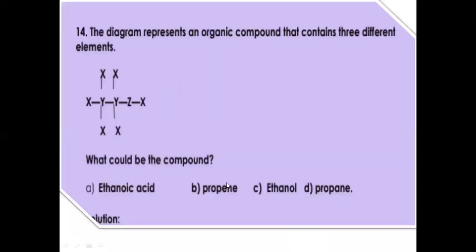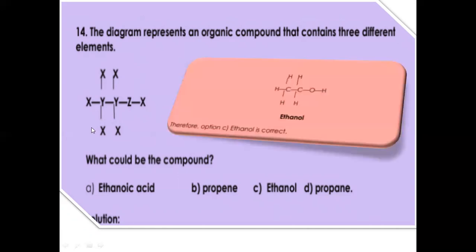Question number 14, the diagram represents an organic compound that contains three different elements. Those three different elements are X, Y, and Z. So what could be the compound? Suppose we know that the hydrogen always comes at the side in case of the hydrocarbon. So this means that X are hydrogen atoms, and in the center always carbons are present. Why? Because each carbon is making four bonds.